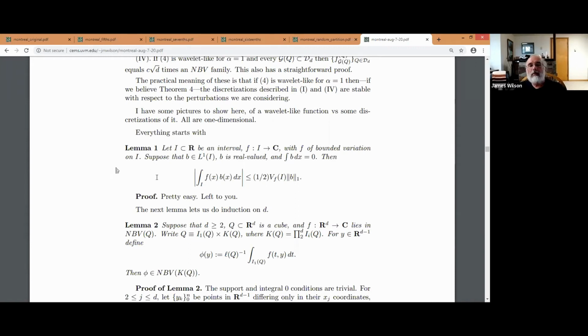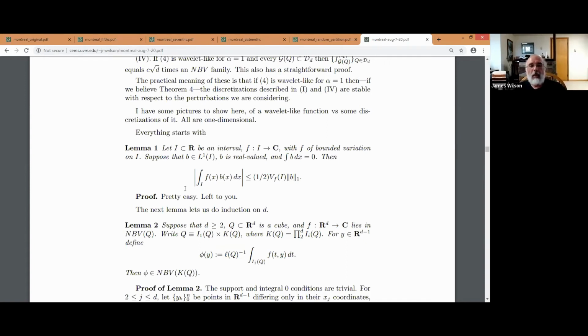So there is a very easy lemma. If I is an interval and you have a function f defined on I of bounded variation on I, and suppose that b is in L1, real valued, with integral 0, then this inner product here is less than or equal to 1/2 the total variation of f on I times b's L1 norm. I'll leave it to you. It's not that hard to prove.